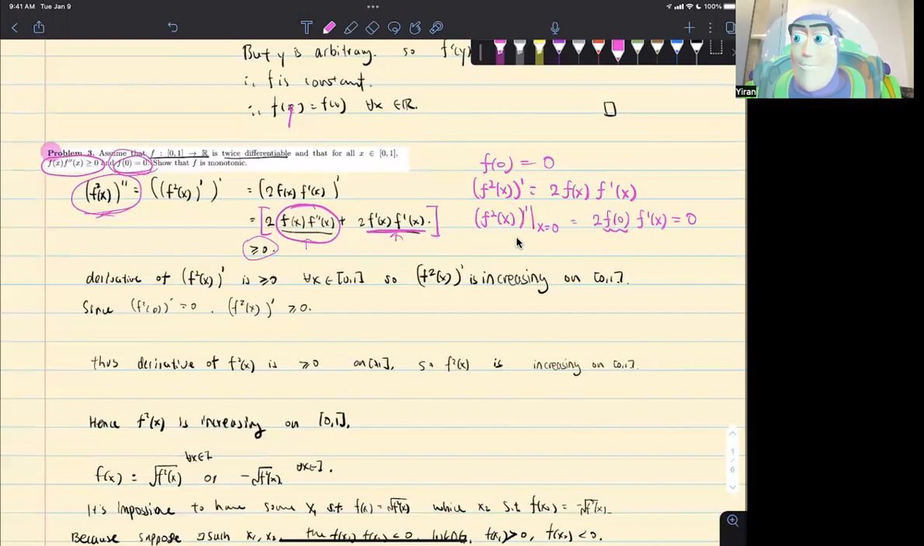Since the domain of function f is from 0 to 1, that means for every point x in 0 and 1, the first derivative of the function f squared evaluated at any point on the closed interval 0 and 1 is going to be larger or equal than 0. And therefore, since the first derivative of f squared is non-negative, that implies our original function f squared is monotonic increasing.